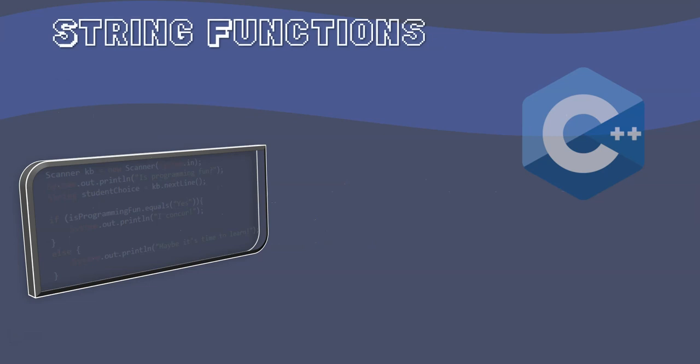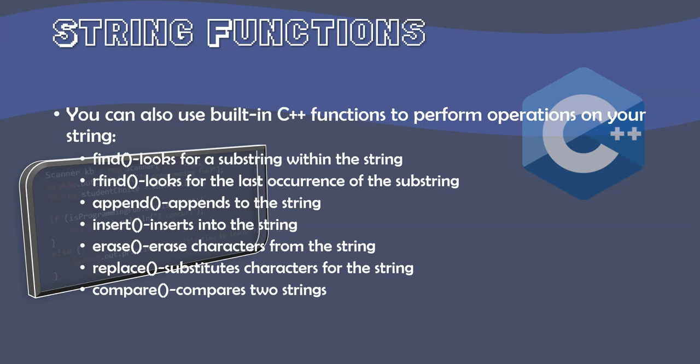Now, when we start looking at these string functions, there are, of course, a couple common ones that we can use. These, of course, are built into that include statement. So there's the find function, which allows us to look for a substring. There's rfind, which looks for the last occurrence of a substring. You have append, which is simply going to append a string to the end. You have insert, which is going to insert it into a string. Erase erases characters. Replace substitutes characters. And compare, of course, is going to compare two strings.